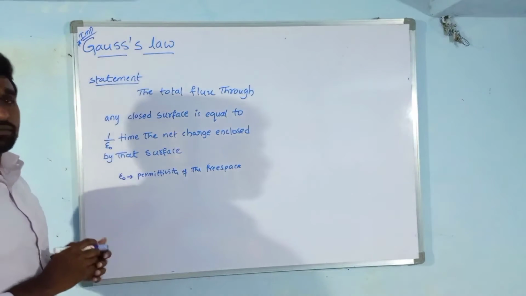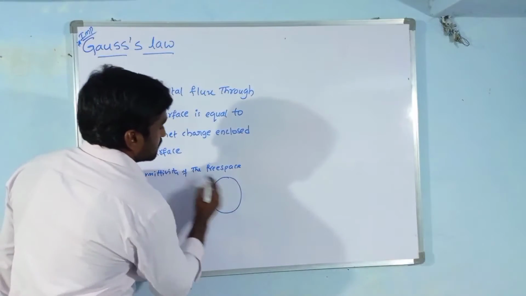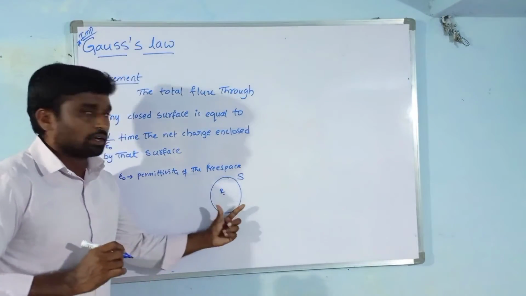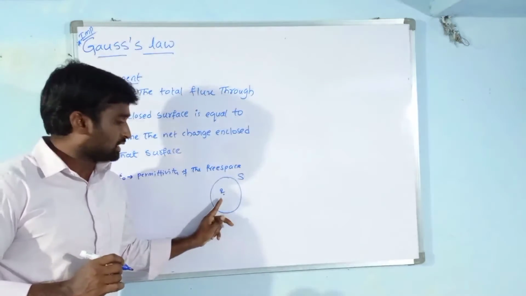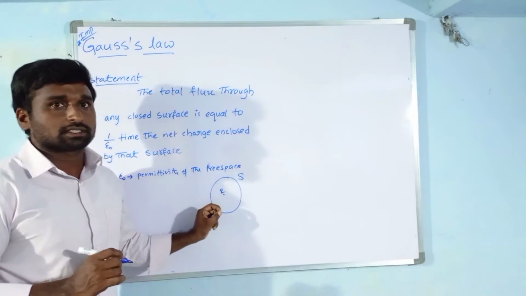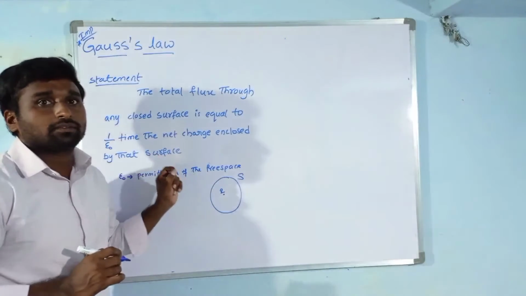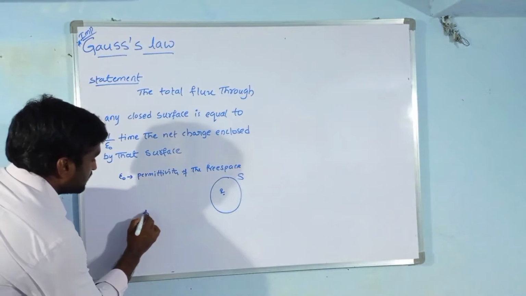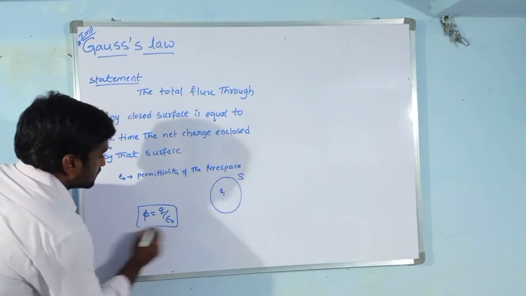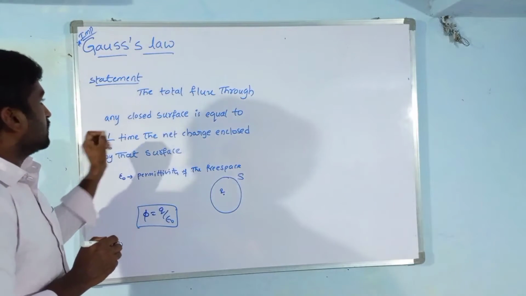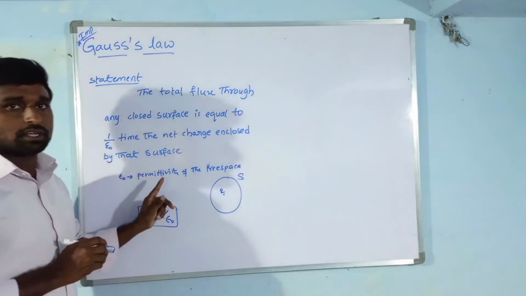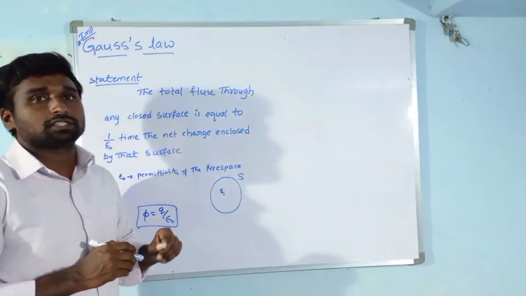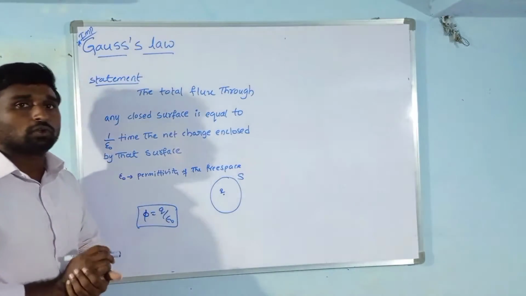If a closed surface S encloses an electric charge Q, then according to Gauss theorem, the electric flux associated with the closed surface is phi is equal to Q by epsilon naught. The total electric flux through any closed surface is equal to 1 upon epsilon naught times the net charge enclosed by the surface.